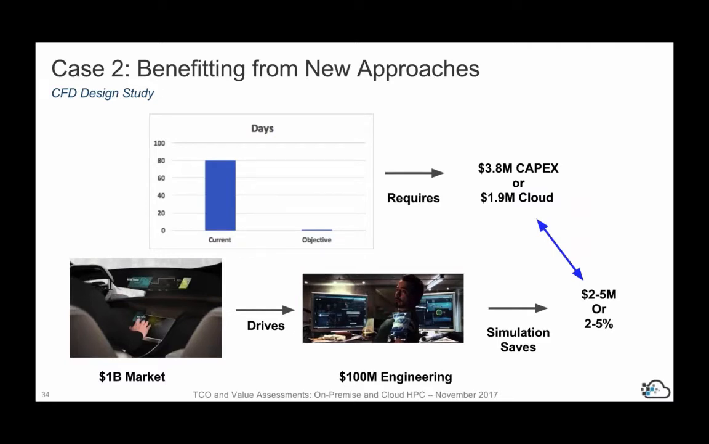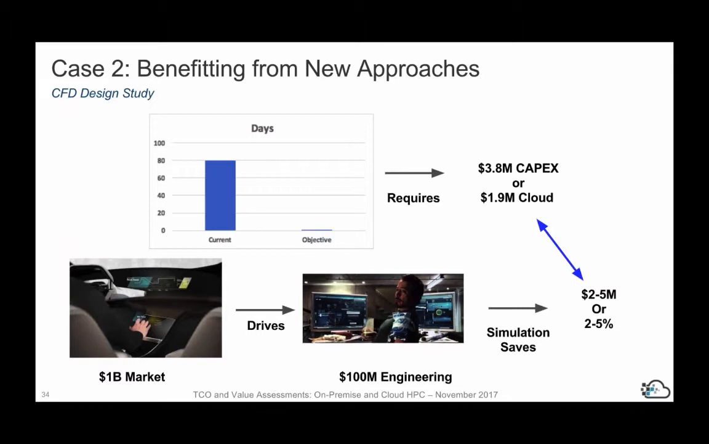Our second case is with a company that was considering a novel technology and developed a method for a computational fluid dynamics design study. This method was critical to the product's development, but a design study of this type had never been possible in the company. In their current HPC environment, they estimated that the design study, which would have to occur on a cyclic basis, would take 80 days to complete. The R&D team needed it done in a day.